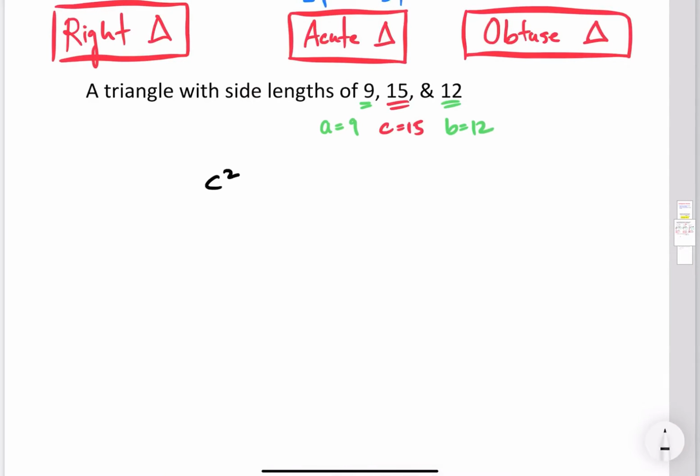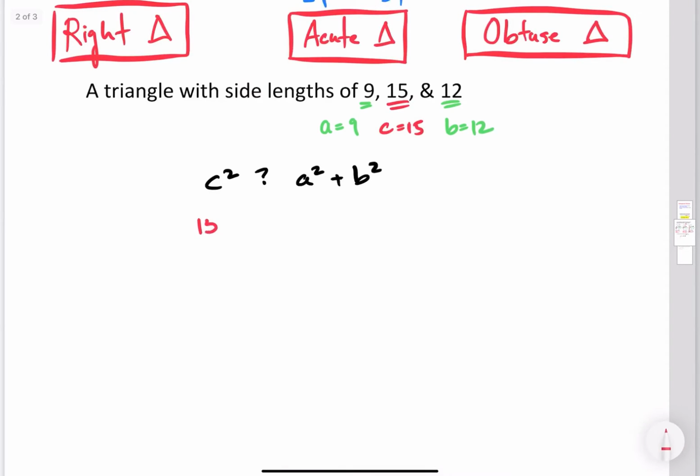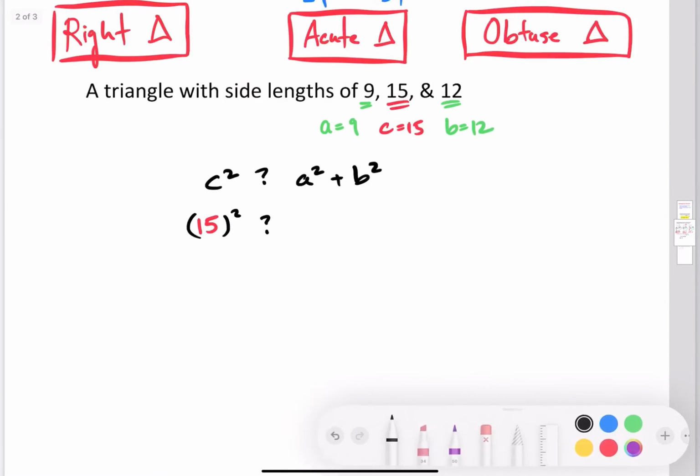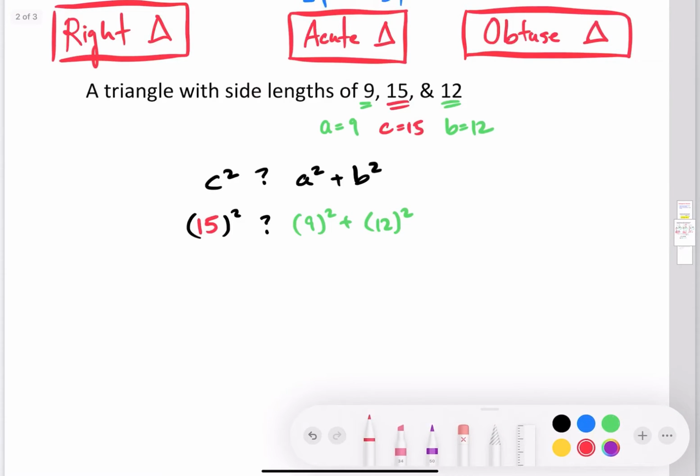Again, we'll plug it into our Pythagorean relation. So C squared is either going to be equal to, greater than, or less than our A squared plus B squared. And that's going to tell us what our triangle is. So let's go ahead and plug everything in here. So we got our C being 15, so that's going to be 15 squared. We'll put in our question mark. And then A is going to be our 9, so that's 9 squared, plus B, which is 12, so that's 12 squared. And we'll just go ahead and solve this out.